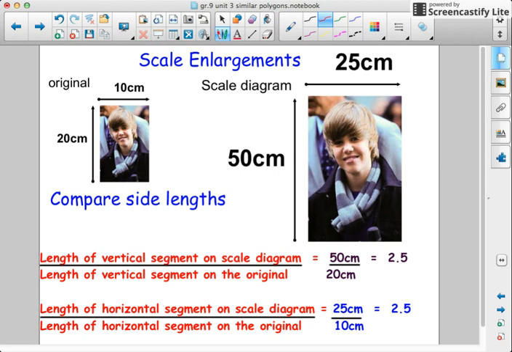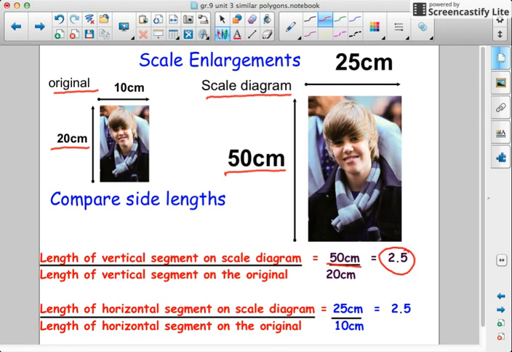So, taking another example here. If this is my original, this is my scale diagram. So I made an enlargement, I made it bigger. I need to figure out by how much though, what my scale factor was. So what I'm going to do is take the length of the side of my scale diagram and divide it by that corresponding side on my original. So I would take 50, divide it by 20, I would get 2.5.